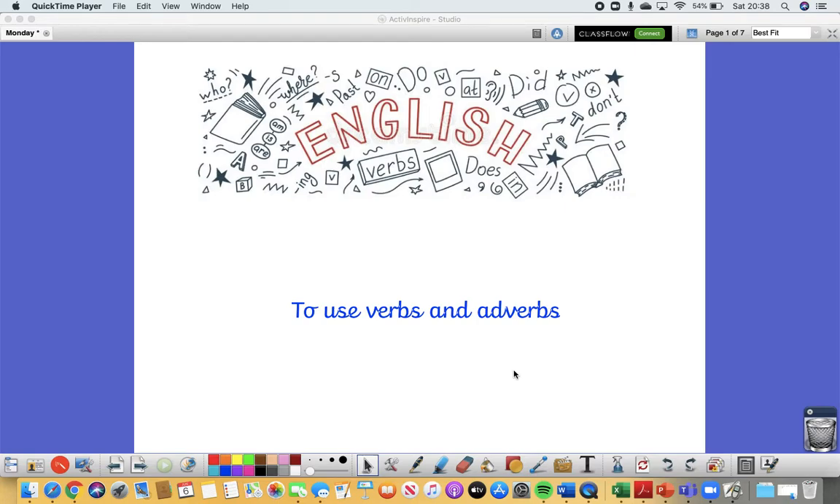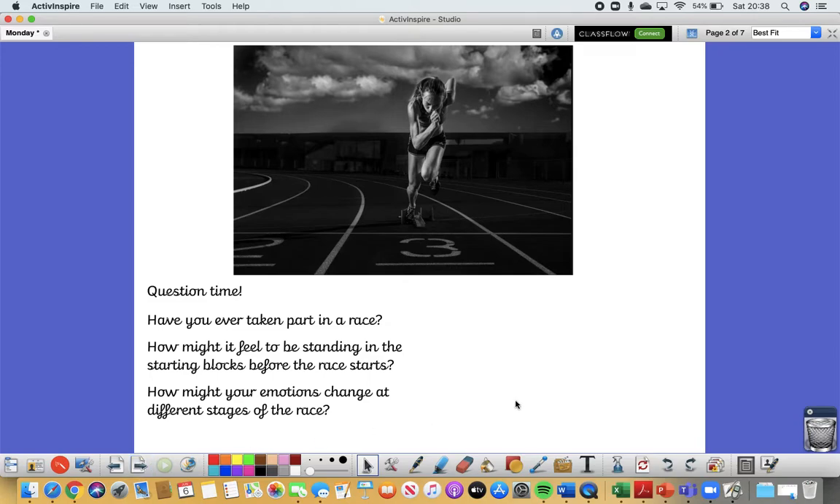We're going to look at using verbs and adverbs in your writing. So let's get started. Have a look at the picture in front of you. Where do you think that picture's been taken? Yeah, you're right. It's on a racetrack.